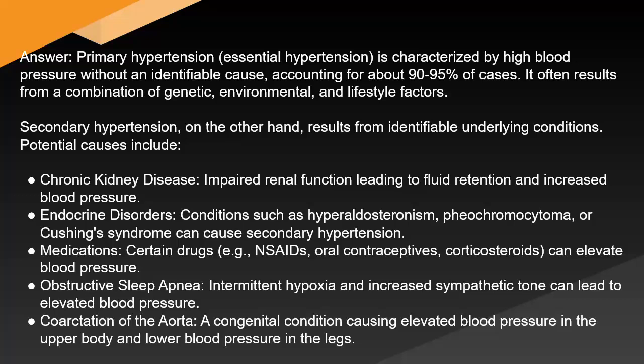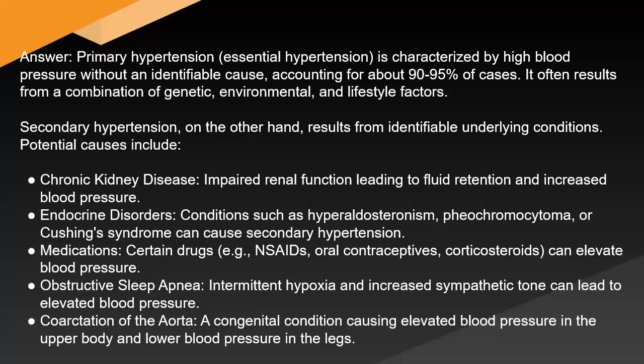Secondary hypertension, on the other hand, results from identifiable underlying conditions. Potential causes include chronic kidney disease, impaired renal function leading to fluid retention and increased blood pressure; endocrine disorders, such as hyperaldosteronism, pheochromocytoma, or Cushing's syndrome, can cause secondary hypertension. Medications: certain drugs, e.g., NSAIDs, oral contraceptives, corticosteroids, can elevate blood pressure.